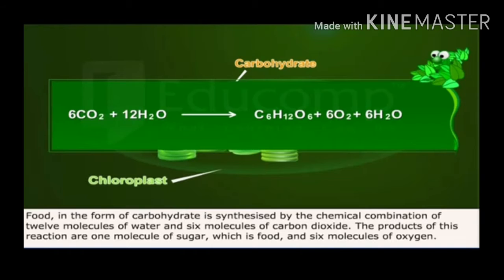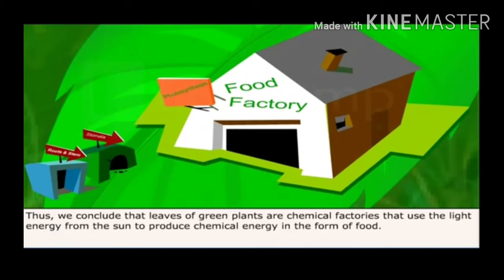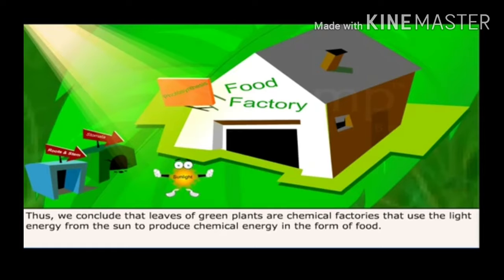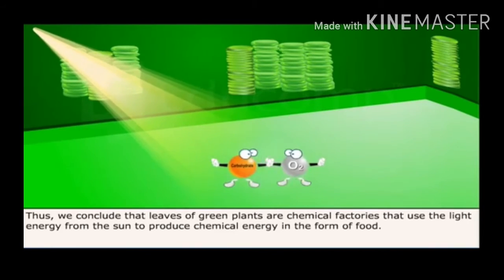Let us understand precisely what happens during photosynthesis. Food in the form of carbohydrate is synthesized by the chemical combination of 12 molecules of water and 6 molecules of carbon dioxide. The products of this reaction are 1 molecule of sugar, which is food, and 6 molecules of oxygen. Thus, we conclude that leaves of green plants are chemical factories that use the light energy from the sun to produce chemical energy in the form of food.